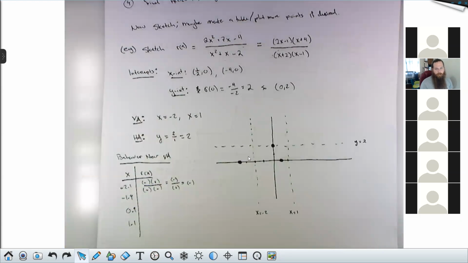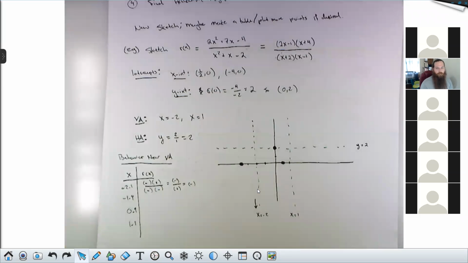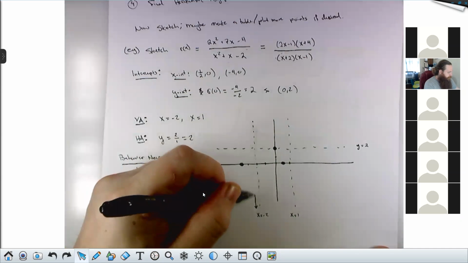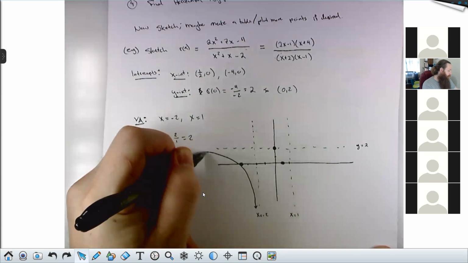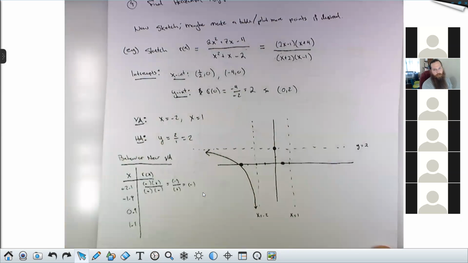So if I'm a little bit to the left of this vertical asymptote, I'm negative. That means I have to approach this vertical asymptote going down. And that's what we said earlier, but if you're in doubt, this is a good way to check. So I can say for sure that this piece of the graph over here looks like this, because I need to be approaching this horizontal asymptote, and I need to go through this x-intercept.